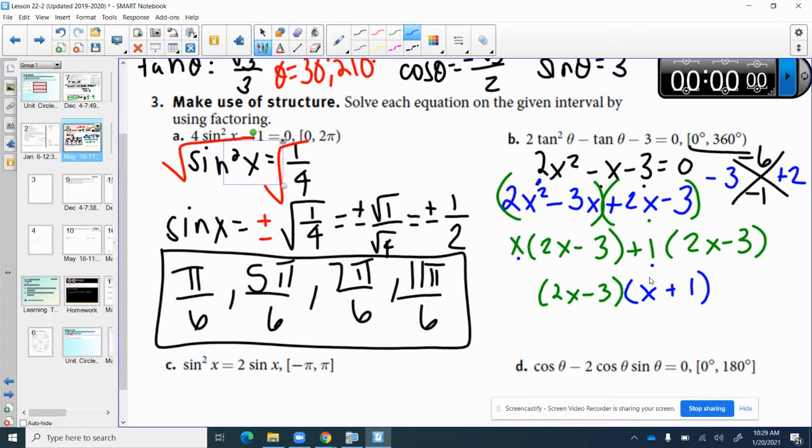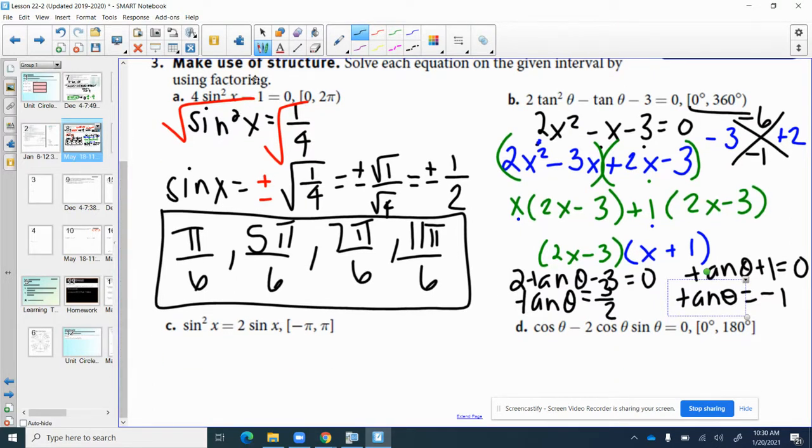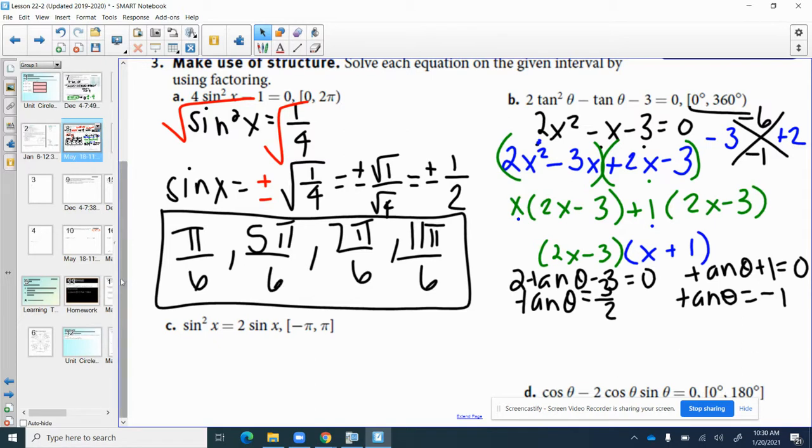Now, once we have this factored, we can just put back in the tangent of theta anywhere we see an x. So we have 2 tangent of theta minus 3 equals 0, and tangent of theta plus 1 equals 0 when we set each of these two pieces equal to 0. So we're looking for, where does tangent of theta equal 3/2? Where does tangent of theta equal negative 1?